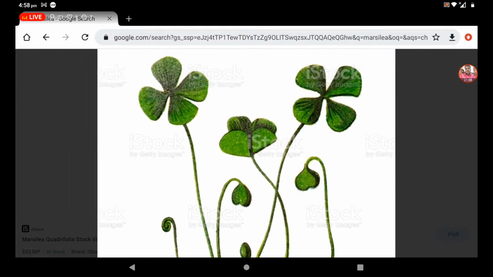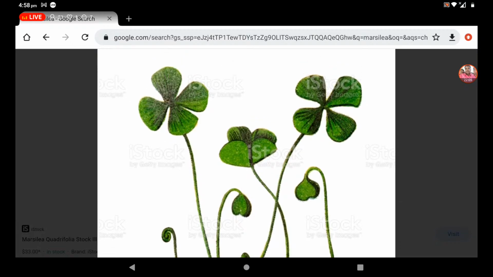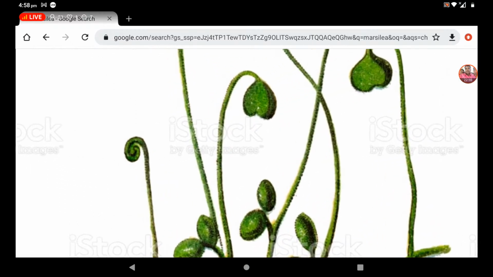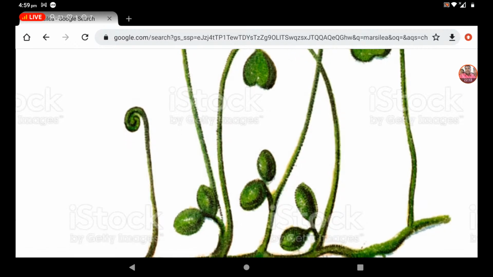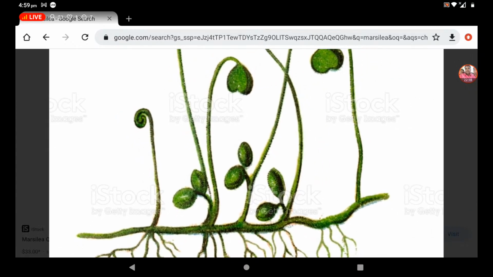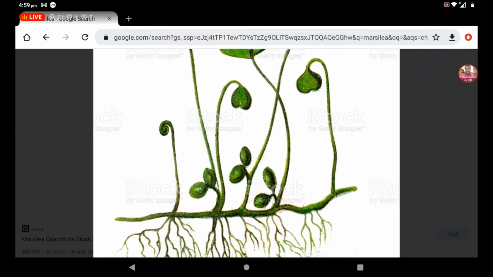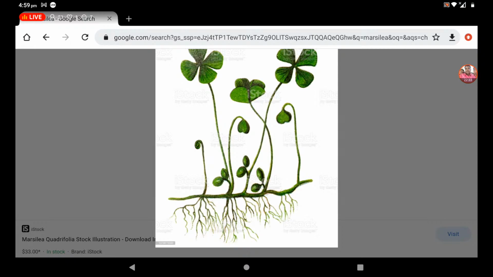The adult leaf you are finding here clearly. The leaf consists of a petiole, and at the tip of the petiole only 4 leaflets are present, called quadrifoliate, and the young leaf is exhibiting circinate vernation. The coiled young leaves are called circinate vernation. That means from the tip of the leaf to the base it is coiled. Circinate vernation is an exclusive feature of Pteridophyta. So now we have observed the Marsilia structure.